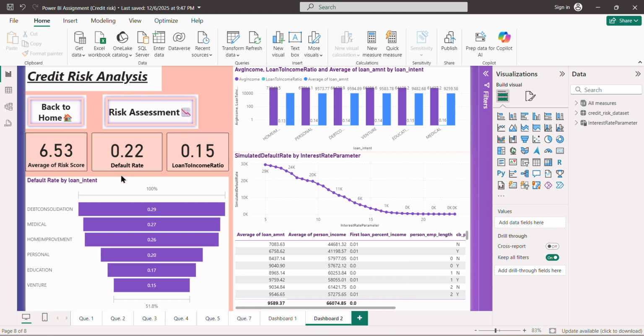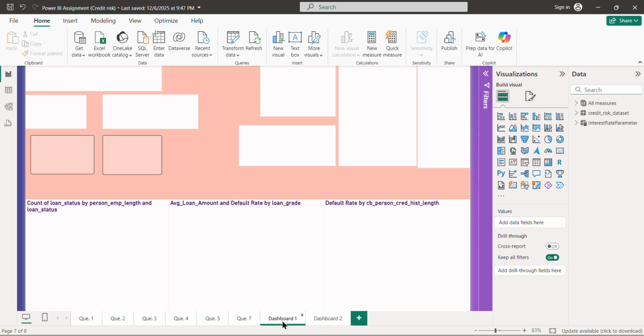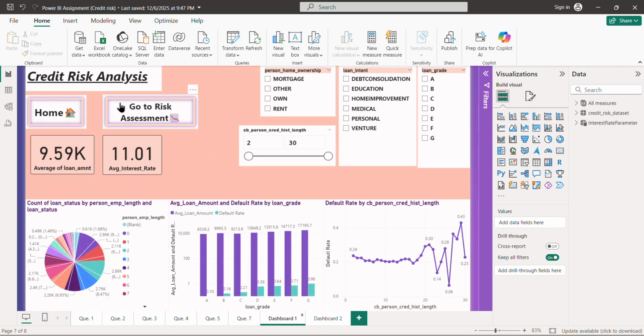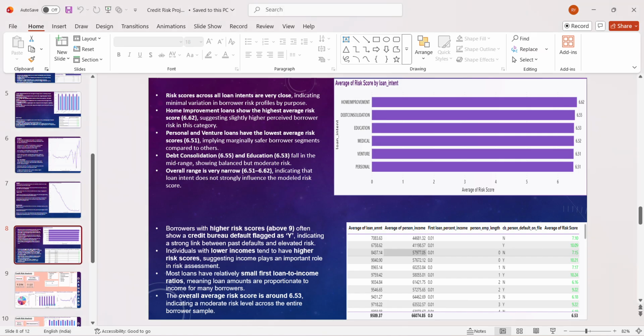Here we have the overall loan default rate, which is 22%, and the loan to income ratio is 15. The average risk score is 6.53, which is very low risk or moderate, which means a strong repayment capacity. We also see the average loan amount is around 10,000 with an interest rate of 11%. So here we see the interpretation of the dashboard.